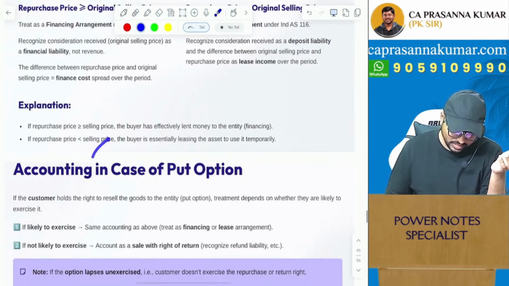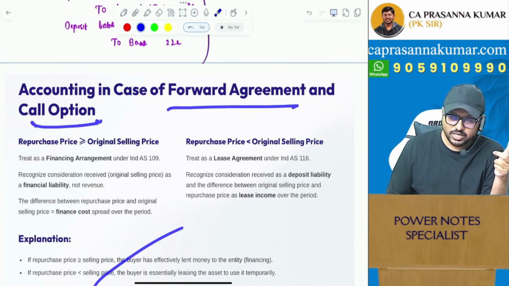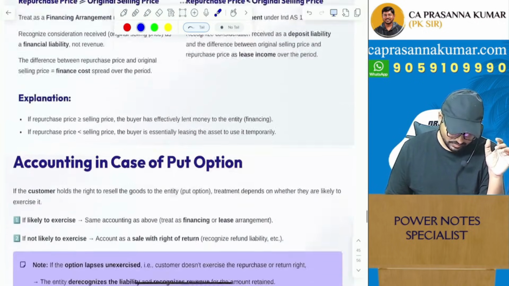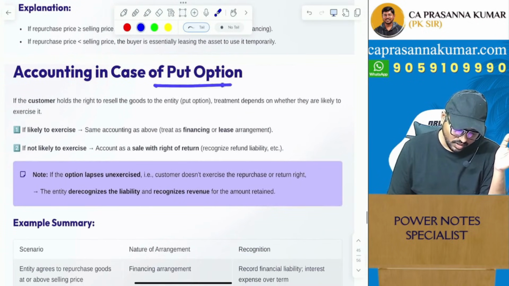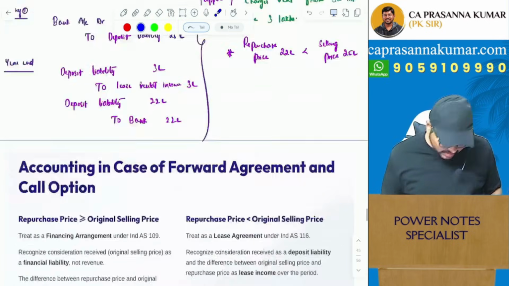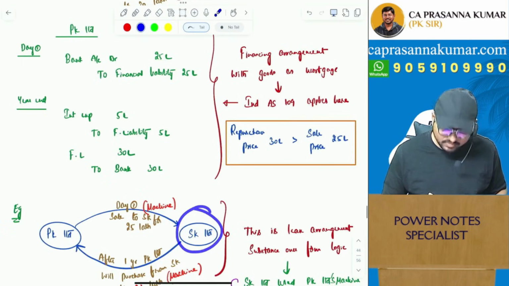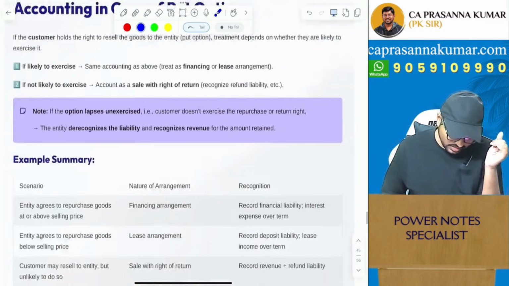So therefore the accounting remains the same, whether it is a call option, because it will be the right of PK Limited, or a forward agreement. In both cases, the accounting and the entries are the same. However, put option is a little bit different. Why? Because in case of put option, the right will be in the hands of SK Limited. Understand the point? Let's see how this is going to happen.